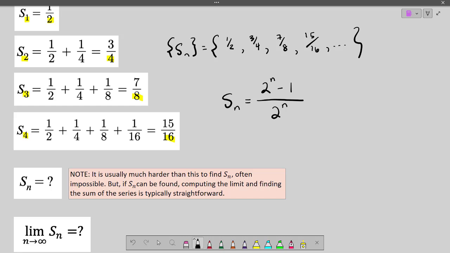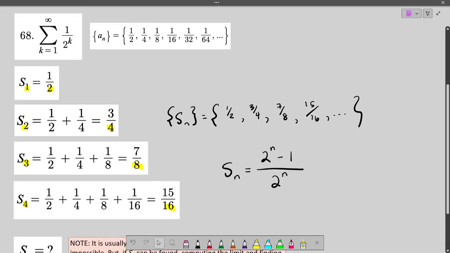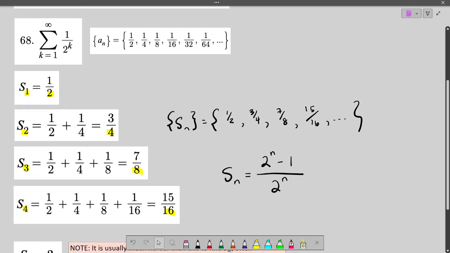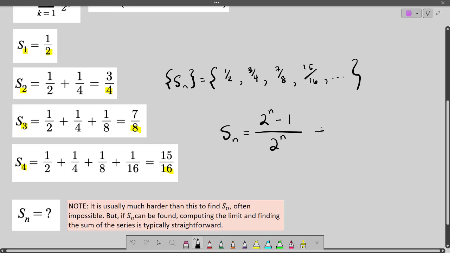So now we have a formula for the nth term for S sub n. We have a formula, and we can find the limit of a formula. We know how to do that. To find the value of our series, we need to take the limit of S sub n. If we can find the limit of S sub n, that tells us the value of our series. And this is very easy.